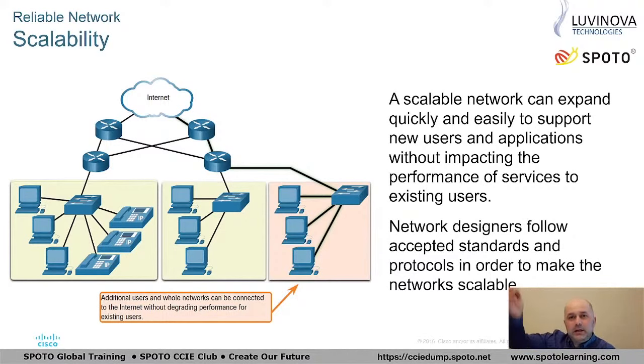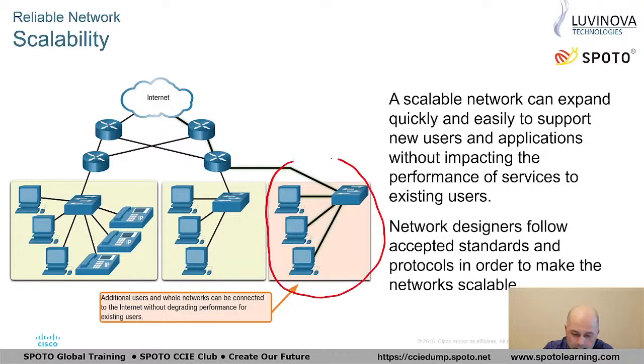A scalable network can expand quickly. That's the key word: quickly and easily, to support new users and applications without impacting the performance and services of the existing users. As you can see in the picture, we have a network which has recently been added to an existing network. We just connected it to the router.